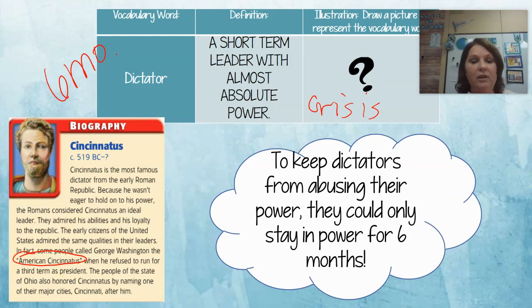So the big deal about dictators is to keep them from abusing power. They could only stay in power for 6 months.